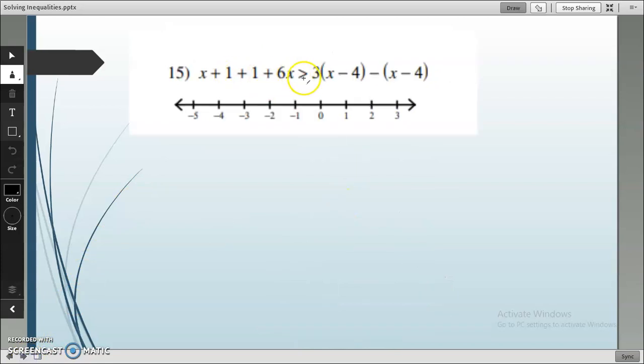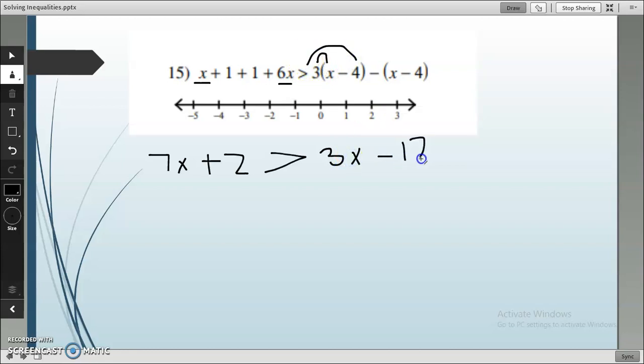All right, the next one. This time I need to combine like terms first, right? So I'm going to do that as I write it. So I have x plus 6x, which gives me 7x. 1 plus 1 gives me 2, is greater than. I'm going to go ahead and distribute this 3 times x, which is 3x. 3 times minus 4 is -12. Minus times x gives me -x. Minus times -4 gives me a +4.